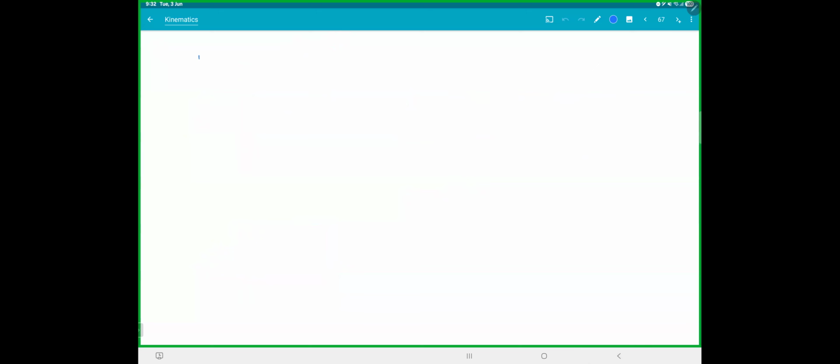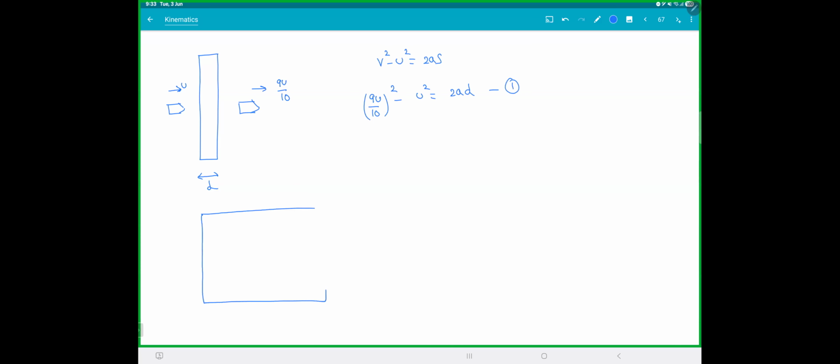Listen. So let's take one plank. Let the width be d. Let the bullet go with speed u. It comes out with a speed 9u by 10. So I'll use the equation of kinematics: v square minus u square is 2as. v is the final speed. So (9u by 10) whole square minus u square is 2ad, where d is the width of the plank. This is equation 1. Now you have taken n planks.